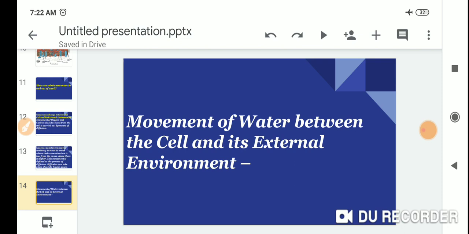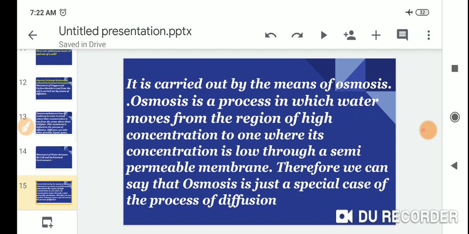Movement of water between the cell and its external environment is carried out by means of osmosis. Osmosis is a process in which water moves from a region of high concentration to one where the concentration is low through a semi-permeable membrane. Therefore, we can say that osmosis is just a special case of the process of diffusion.